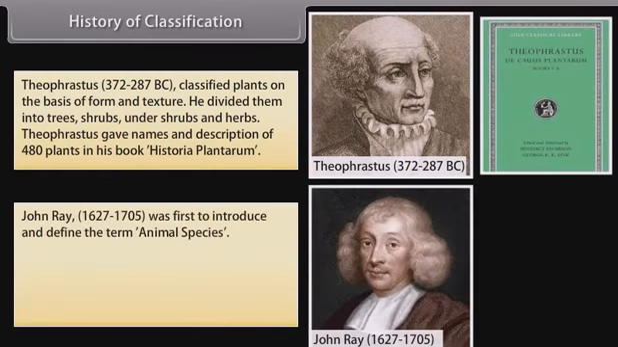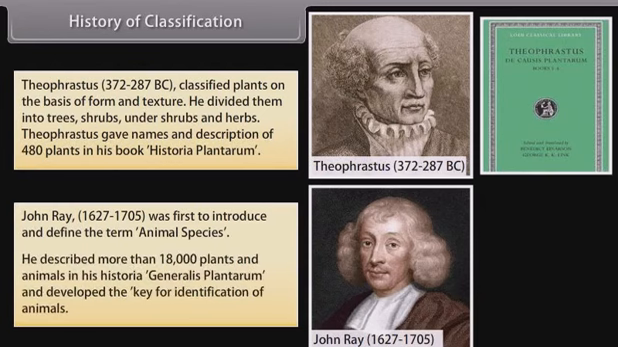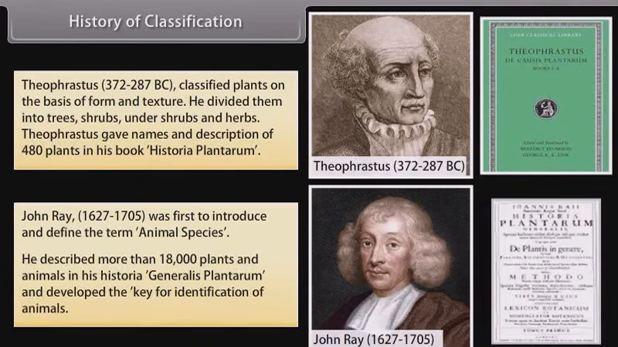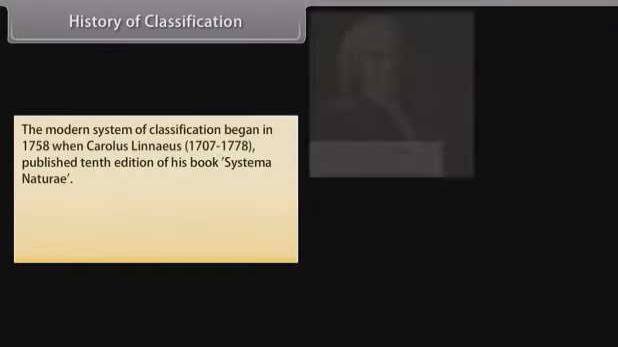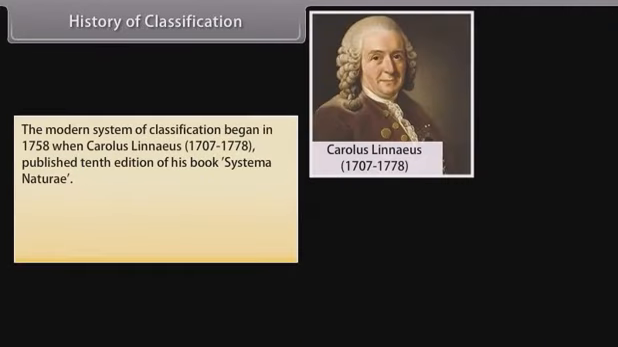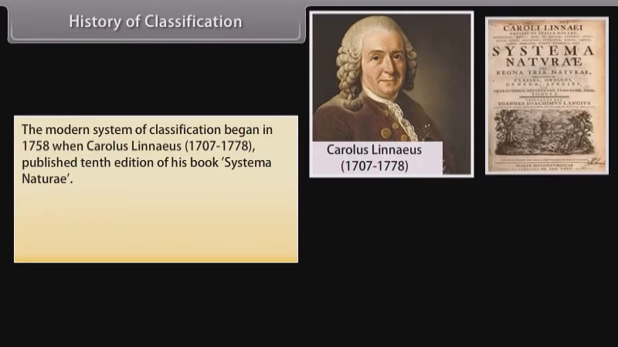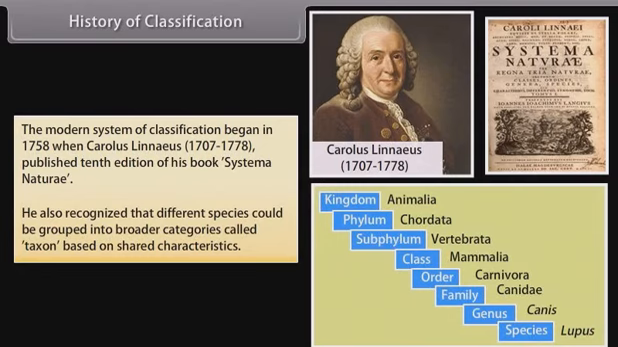John Ray, 1627-1705, was first to introduce and define the term animal species. He described more than 18,000 plants and animals in his Historia Generalis Plantarum and developed the key for identification of animals. The modern system of classification began in 1758 when Carolus Linnaeus, 1707 to 1778, published 10th edition of his book Systema Naturae. He also recognized that different species could be grouped into broader categories called taxon based on shared characteristics.